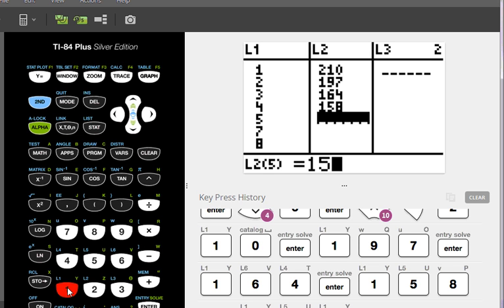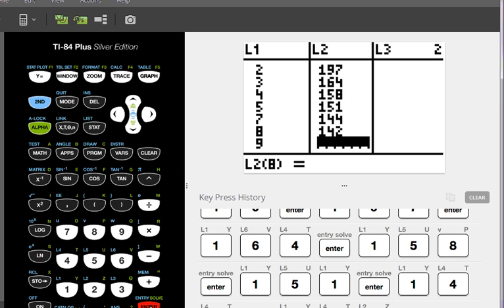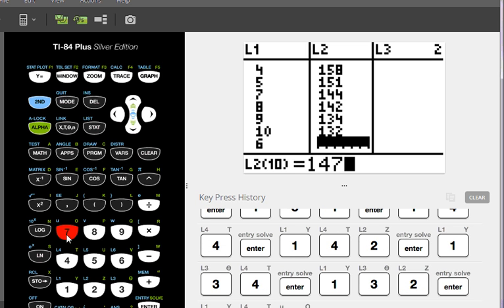151. Number 7, so we're going to skip one. That's 144. Okay, 8, 142. 9 was 134. And 10 is 132. And my last one, 6, because that was that one I messed up on, 147 enter.